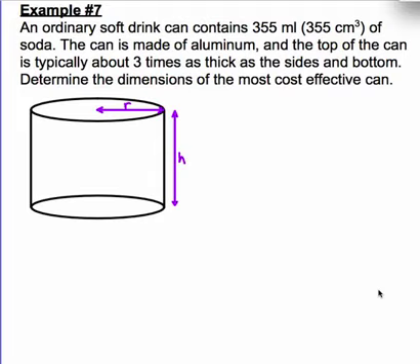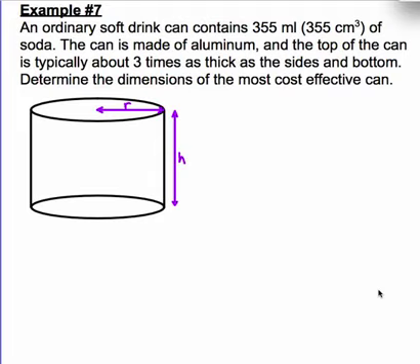You may remember that earlier we did a question similar to this, and the only difference was that in that case the top was the same thickness as all of the rest of the can. And after we solved the problem, we found that the most efficient shape, the most cost-effective can, would be one where the diameter equaled the height of the can.